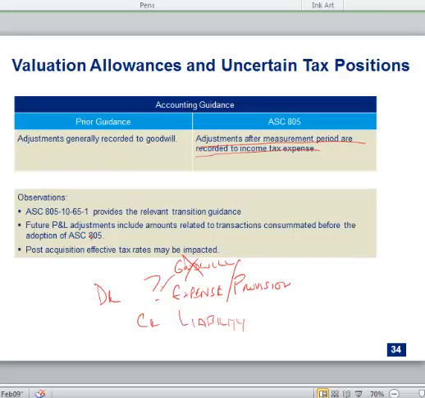Okay? So it's important for companies when they're doing purchase accounting to capture the effects of valuation allowances and the effects of uncertain positions correctly on day one, because if you don't get it right on day one, you end up booking all those adjustments later to the provision. Okay? So that puts a lot of pressure on the person doing the tax provision to know what all those exposures are, to know what the valuation allowance issues are.